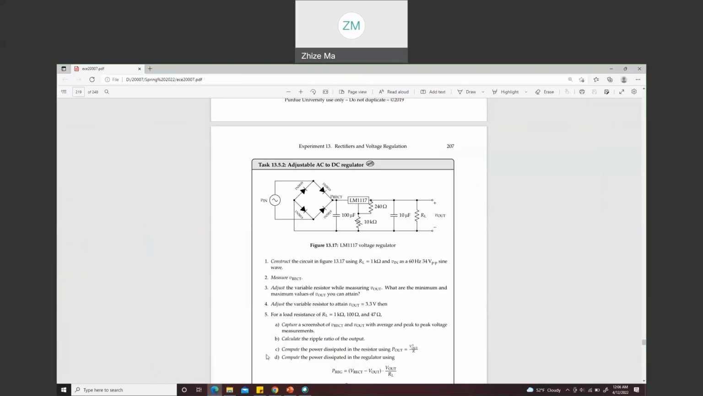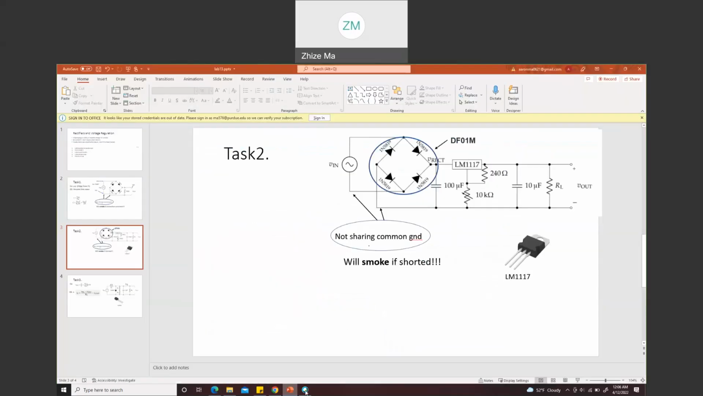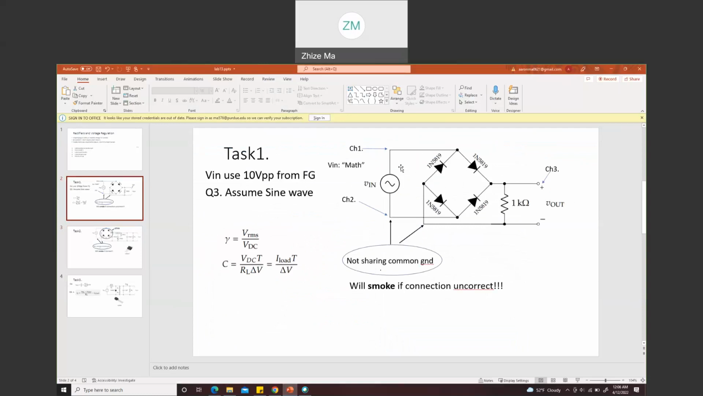Just make sure you tell them there are a couple of points they need to pay attention to. When they measure the input, they need to use a differential measurement. So you need to put channel 1 as the positive input, channel 2 as the negative input, and use the math function to subtract these two channels. Then they can get the waveform for the input.